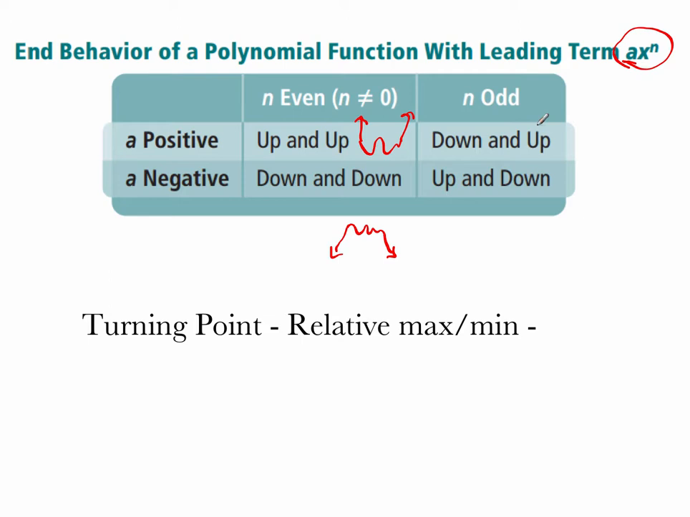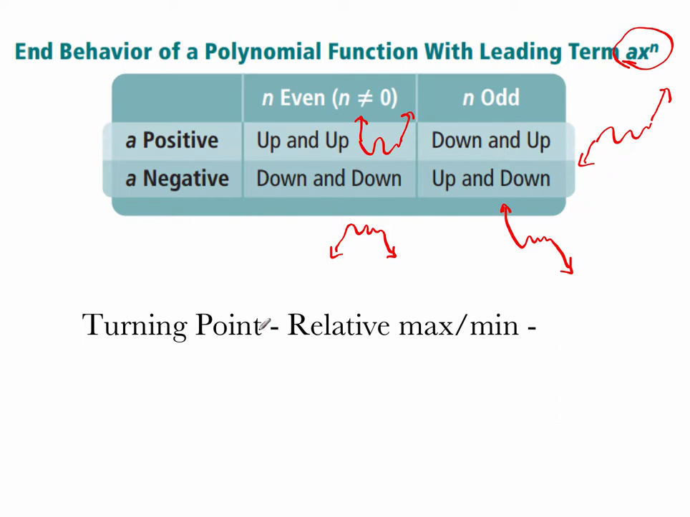When n is odd and a is positive, as x gets very large, it's going to shoot toward positive infinity. But as x gets very negative, it's going to go towards negative infinity. So it doesn't matter what it does in here. We're going to say this is down and then up. While if a is negative, that will reflect somehow across the x-axis.